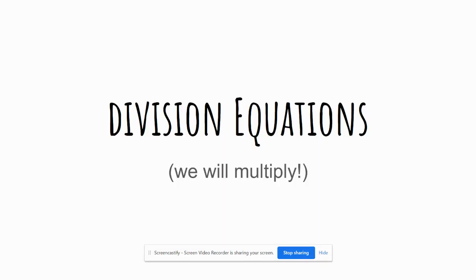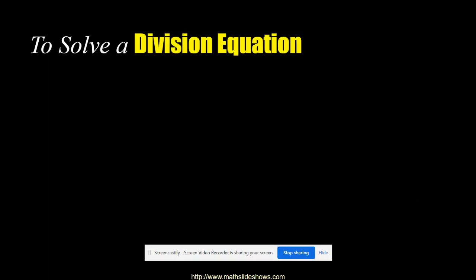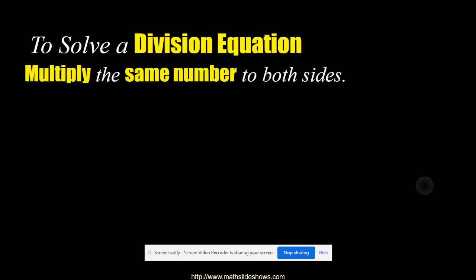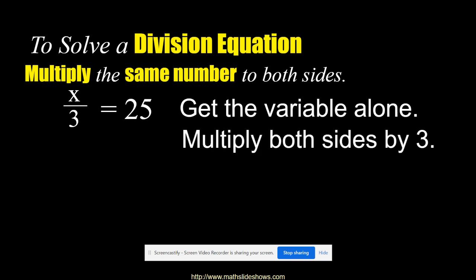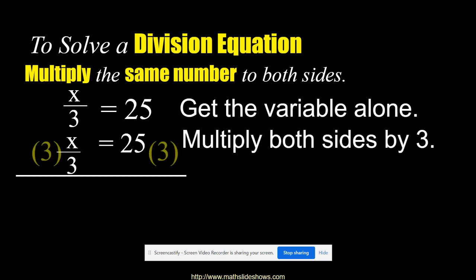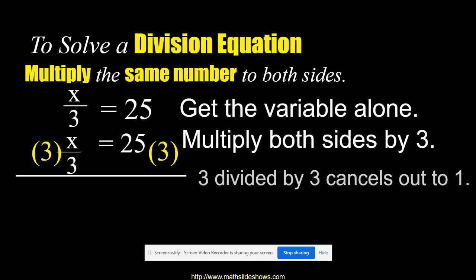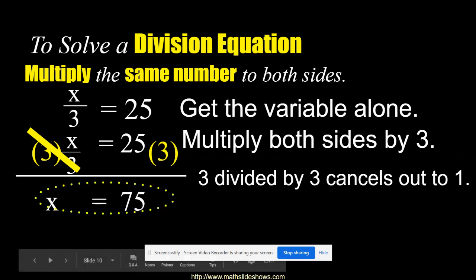Moving right along, here's a division equation. If it's a division equation, we're going to multiply. All right, and here it comes. We've got x over 3 equals 25. Remember, our goal is to get the x by itself, but right now, he's dividing. So how do we undo division? Well, we're going to multiply both sides by 3. Those 3's are going to cancel out on the left side. And we have x equals 25 times 3, and 25 times 3 is 75, and we're done.